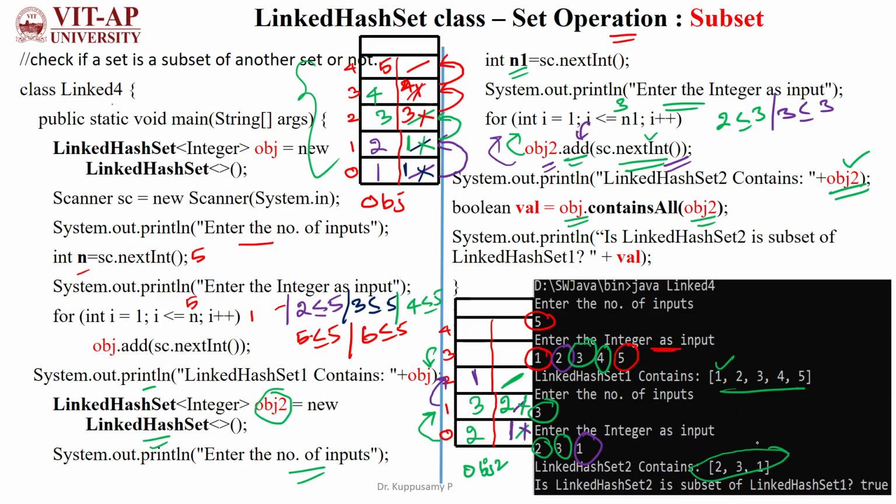Look at that, 1 is available here, also 1 is available in set 2. 2 is available in set 1, and 2 is also available in set 2. 3 is available in set 1, and 3 is also available in set 2. So all the elements which exist in set 1 are available in set 2. That means set 2 is a subset of set 1. So set 2 is represented as obj2, and set 1 is represented as obj. So obj2 is a subset of obj, right. This is the meaning of this experiment, I mean this code.